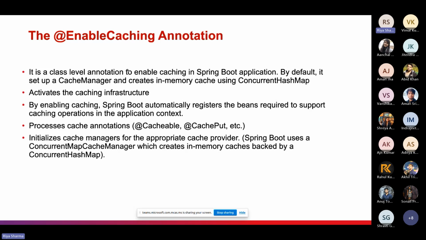So this annotation enables a caching infrastructure in our Boot application. By enabling caching, Spring Boot automatically registers the beans in our classpath, and it will process cache annotations like Cacheable, CachePut, etc. This will be seen more in the code base where we use Cacheable and where we use CachePut. It also initializes cache managers for the appropriate cache provider. Since we've been talking about cache providers, in Spring Boot default caching we don't provide any cache provider, but later we'll be providing Hazelcast. Since we have not provided any cache provider now, it uses a default cache manager, which is the ConcurrentMapCacheManager, which creates in-memory caches backed by a ConcurrentHashMap.